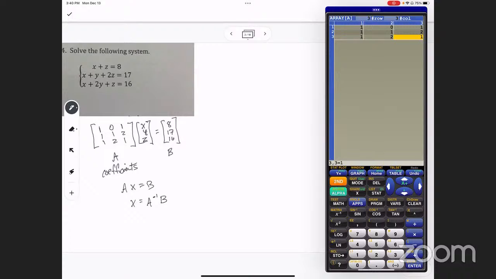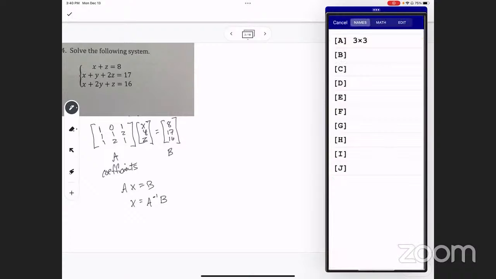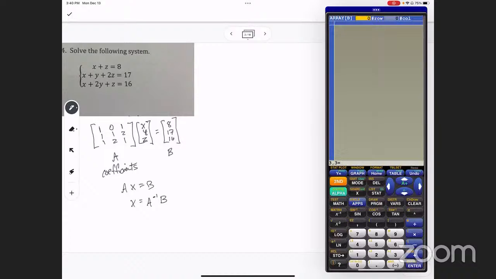Now let's do the same thing. Let's go back to matrix, second matrix, and let's edit. So I went over to edit. Let's edit the B matrix. And this B matrix is 3 rows by 1 column.